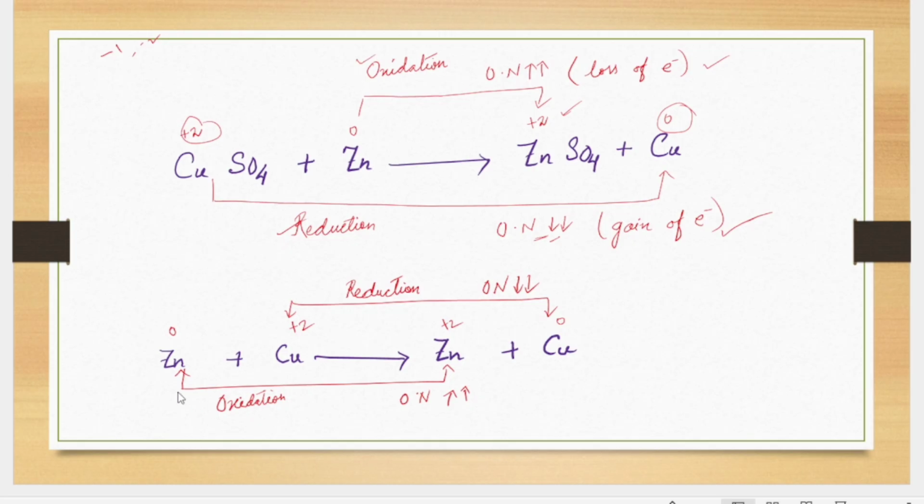Same way in case of this, you can see oxidation number का increase होना means loss of electrons, which is oxidation. Oxidation number का decrease होना means gain of electrons, this is a reduction. I hope students you have understood these things properly.